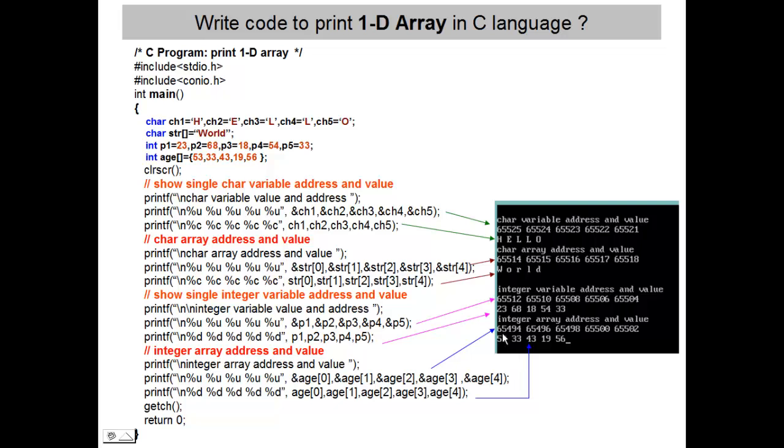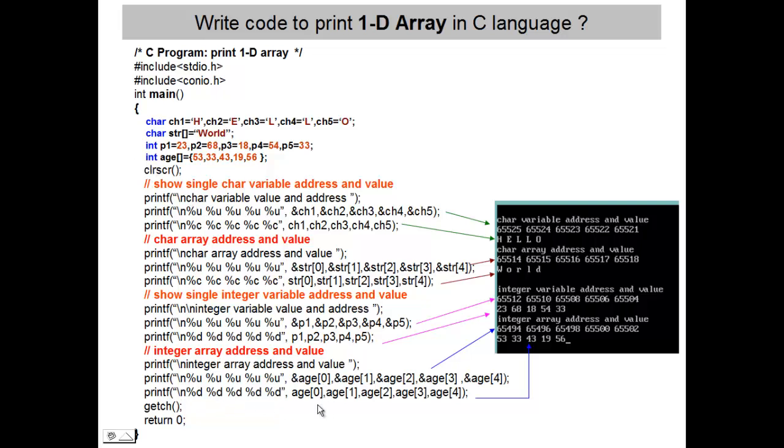So you know here, 65,494 is the first variable. Then after adding 2 bytes, the next variable is 96. Then again adding 2 bytes, 98 is the third variable. Then 500 and 504 for the last variables. This time we found a difference of 2 bytes because the size of integer is 2 bytes.